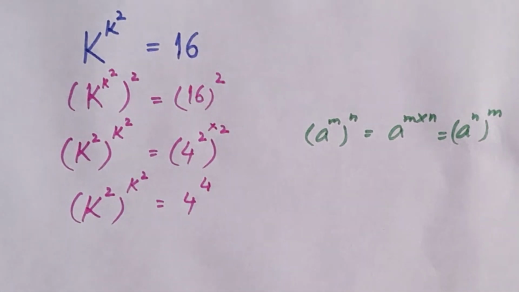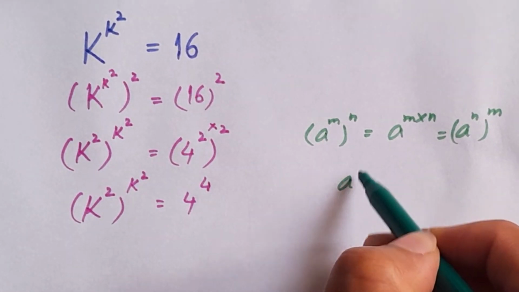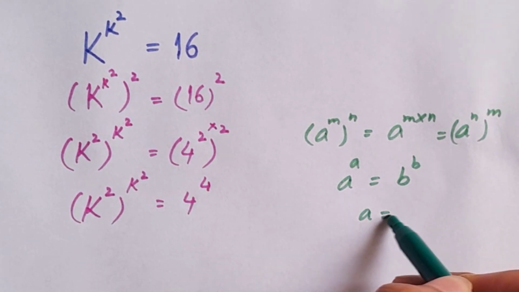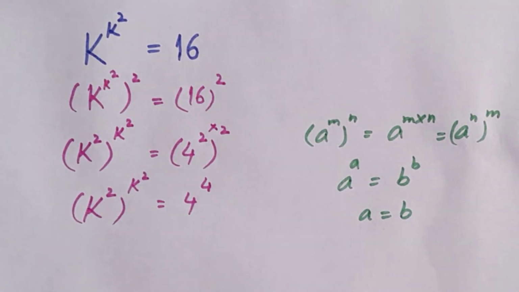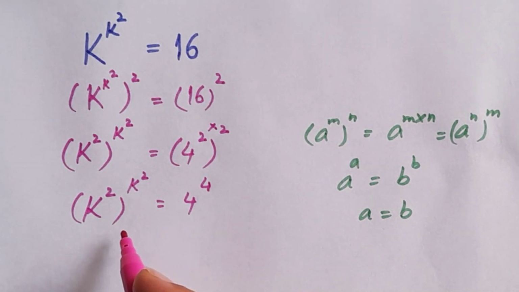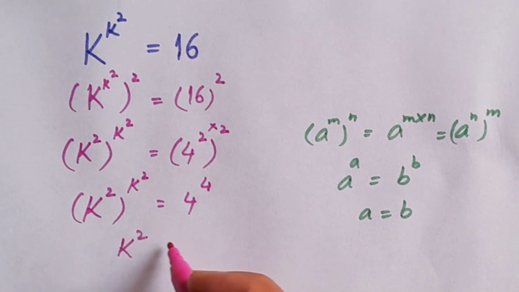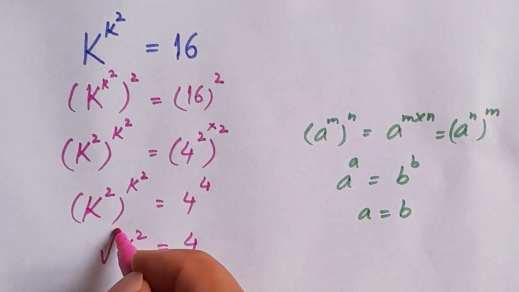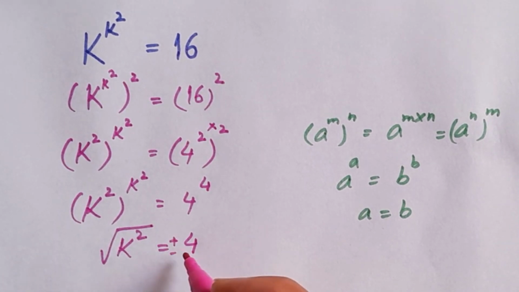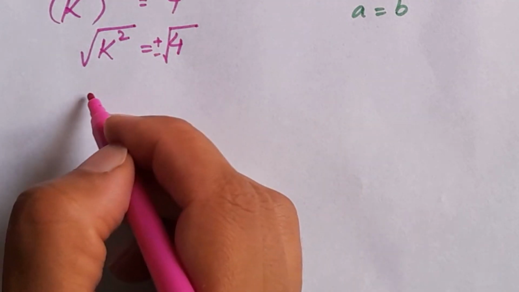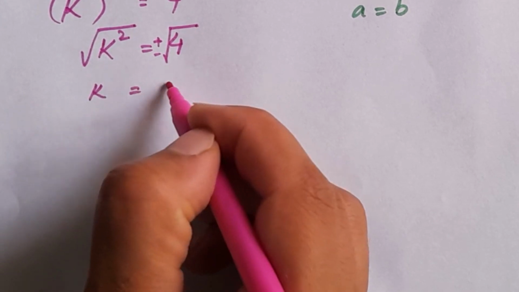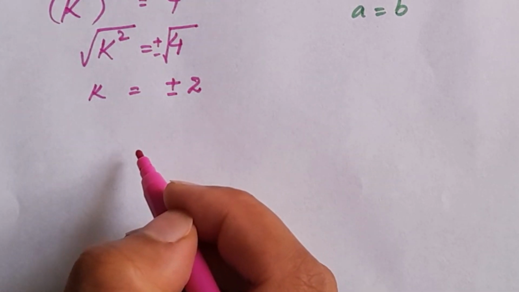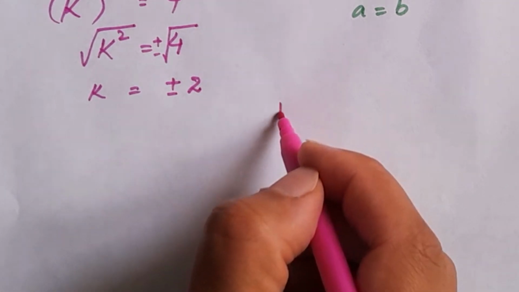Here we will use another power rule. We know that if a raised to power a is equal to b raised to power b, then a is equal to b. Using this rule, we can say that k square is equal to 4. If we take square root of this equation on both sides, k will be equal to plus or minus 2. These are the two possible solutions of k which is required in this question.